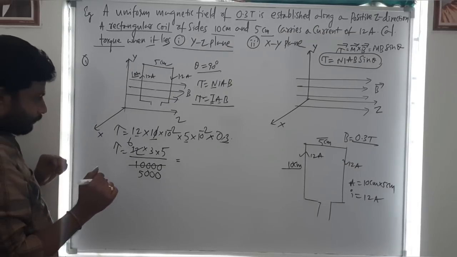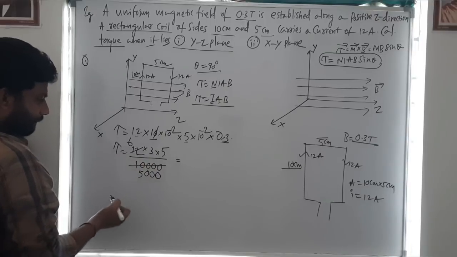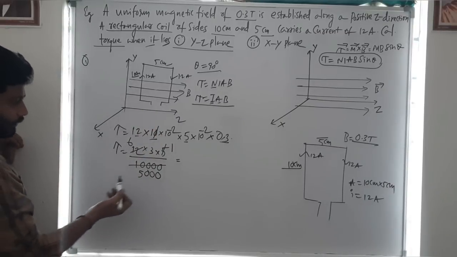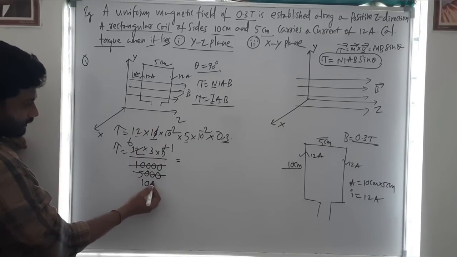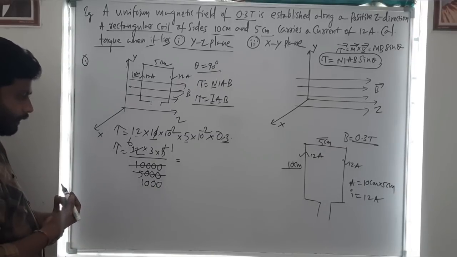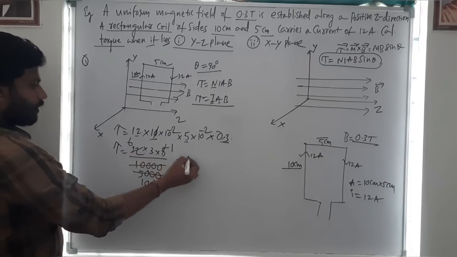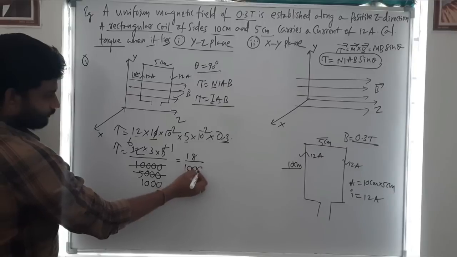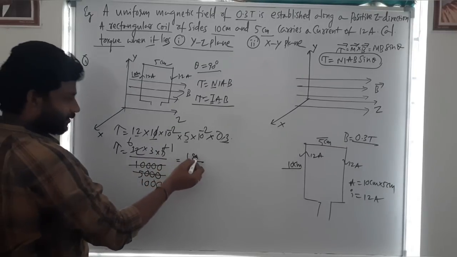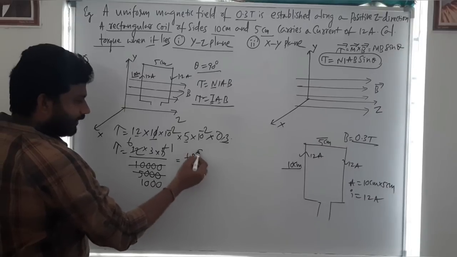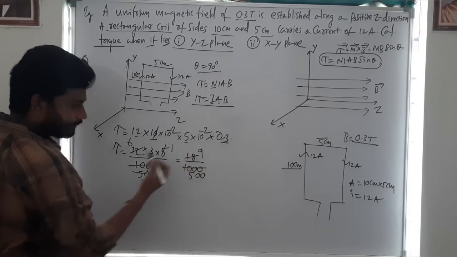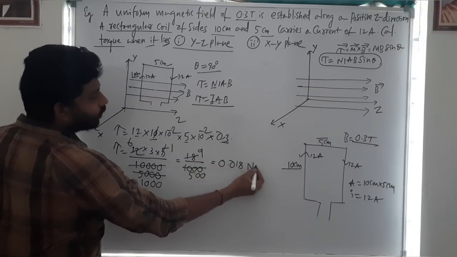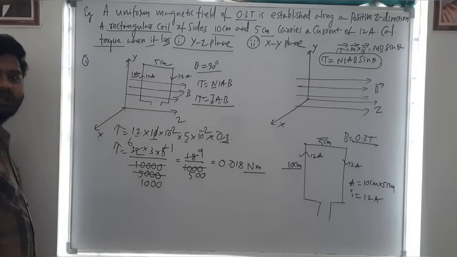Then one more time. This is 5 1. This is 5,000s. Okay. And this one, 3 6 are 18 divided by 1000. You can write it as 2 9s and 2 500s. And this will be 0.018 Newton meter. Why the Newton meter here?